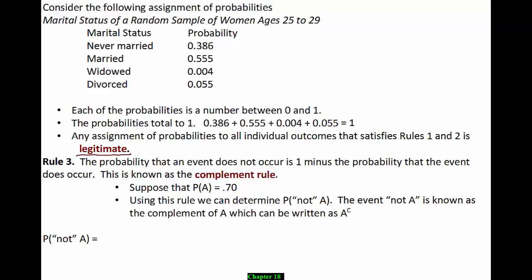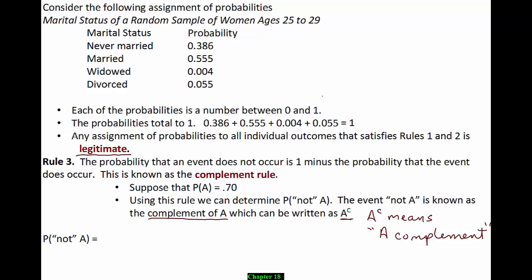So, the probability of not A is the probability of something we call the complement. So not A, that is everything other than A, is known as the complement of A. And the notation for this is the event with a superscript of a C. It looks like an exponent. So A to the C means A complement. That is everything other than A.